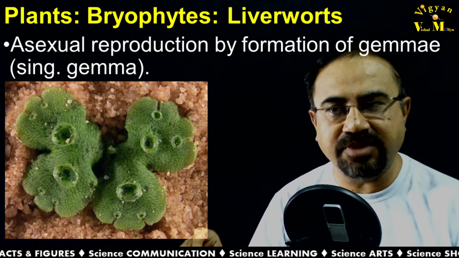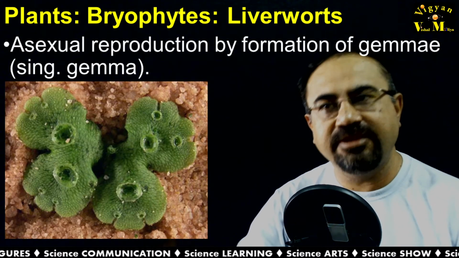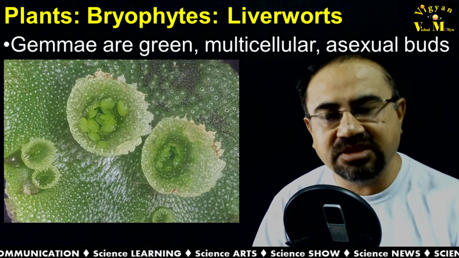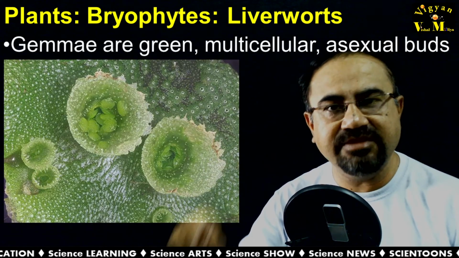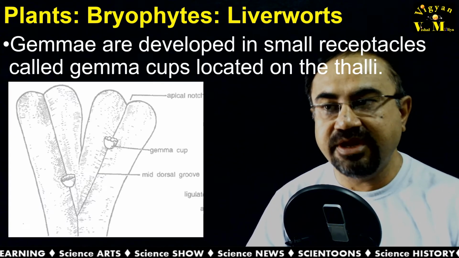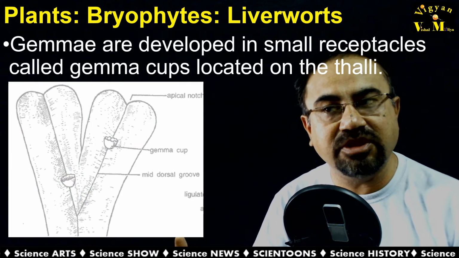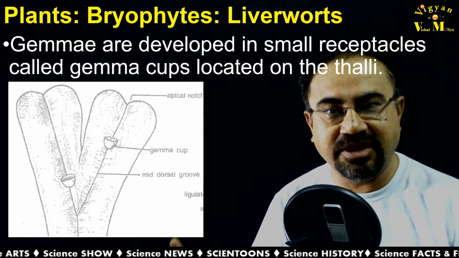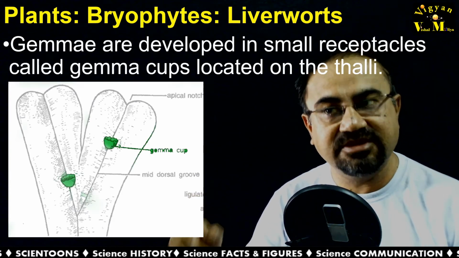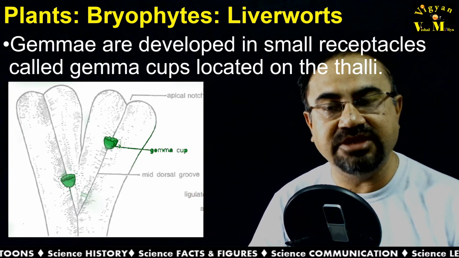Singular is called gemma, or in the multiple we are calling it gemmae. This gemma is a green, multicellular and asexual bud-like structure. It is developed in the small receptacle called gemma cup, and this gemma cup is located on the thallus, or on the thalli, you can say.